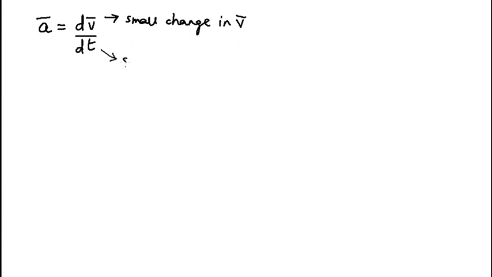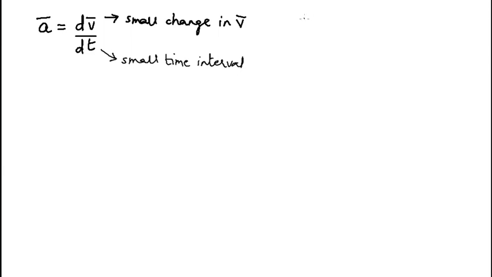To understand why the acceleration need not be in the direction of the velocity, let us look at the basic equation for the instantaneous acceleration, namely a bar is equal to dv bar by dt. Here the numerator dv bar is the small change in the velocity v bar, and on the other hand dt is a small time interval in which this change takes place.